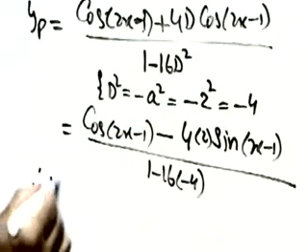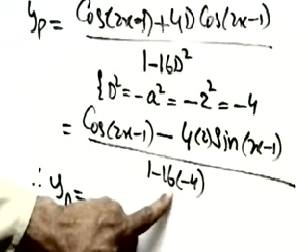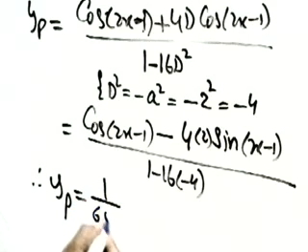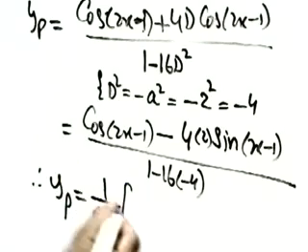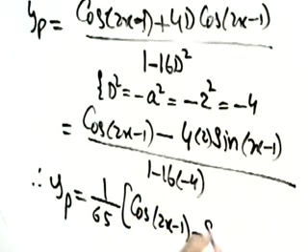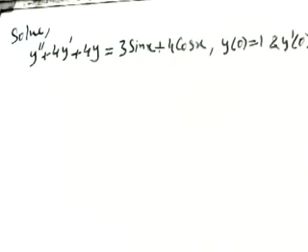So let me stop here, the last step. Therefore yp equals, minus into minus is plus, 16 into 4 is 64, 64 plus 1 is 65. Let me write it like this: 1 by 65 into cos of 2x minus 1 minus 4 into 2 sine of 2x minus 2, which is minus 8 sine of 2x minus 2. So this is the method to solve when questions are given in sine and cos.